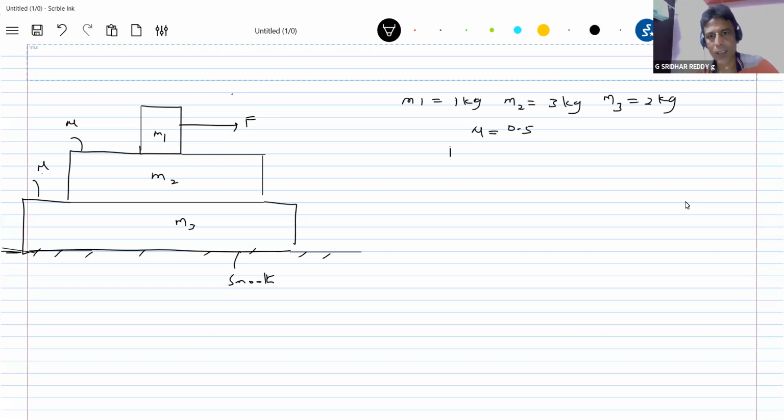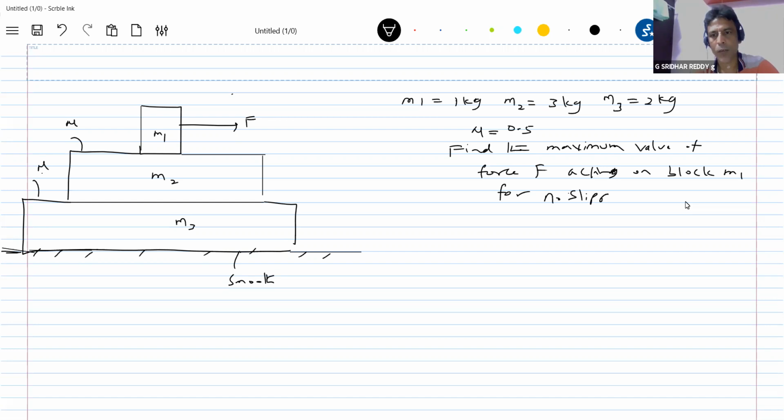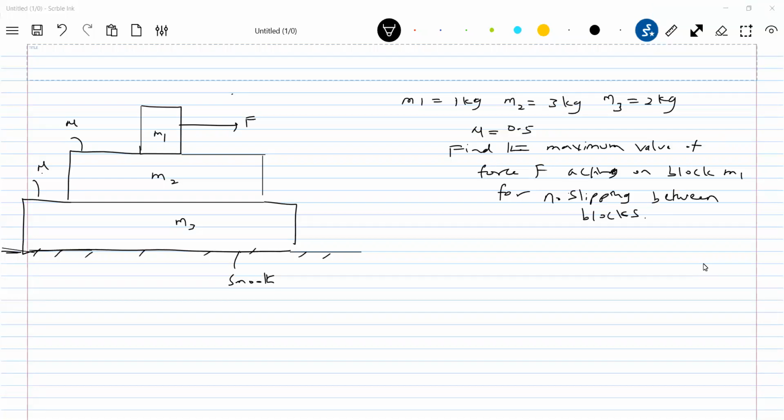So we have to calculate, find the maximum value of force F acting on block M1 for no slipping between the blocks. Okay, this is the condition given for us.